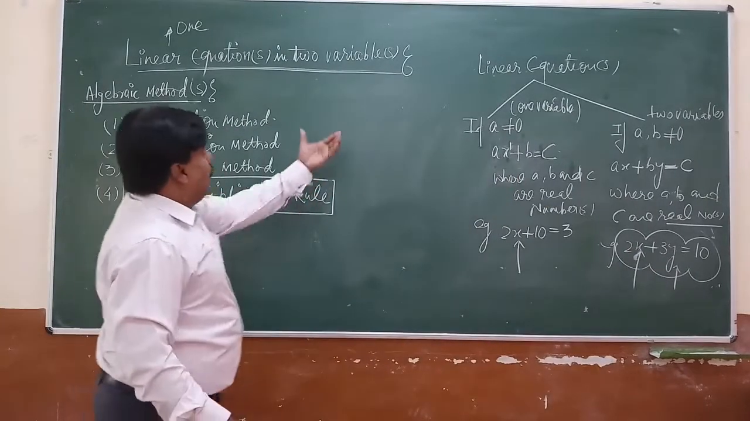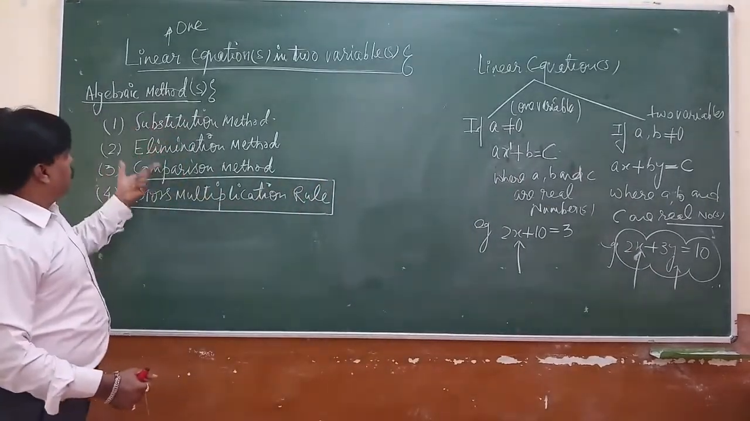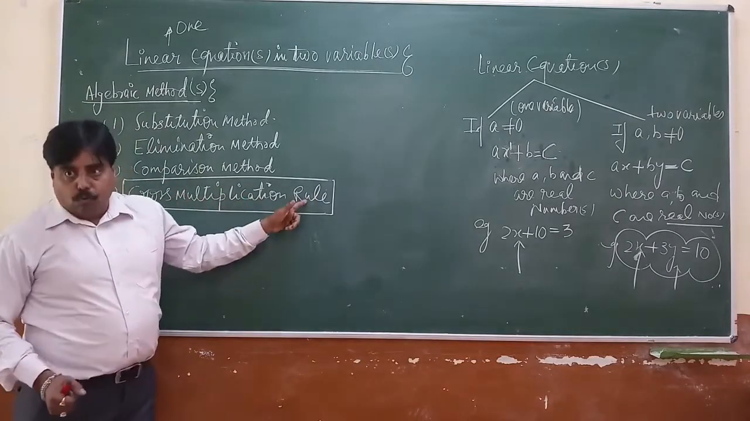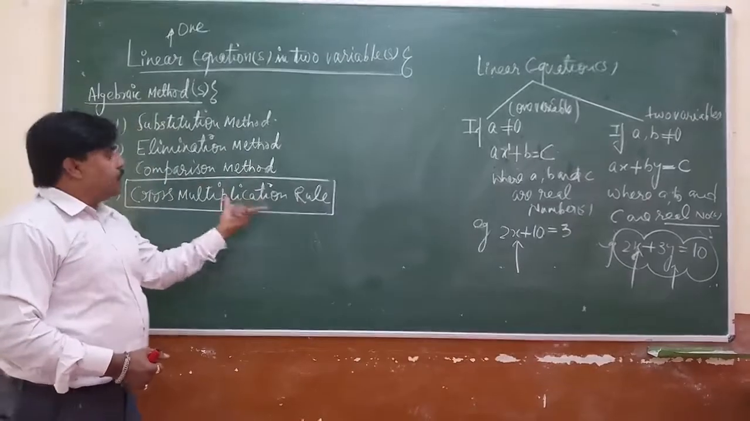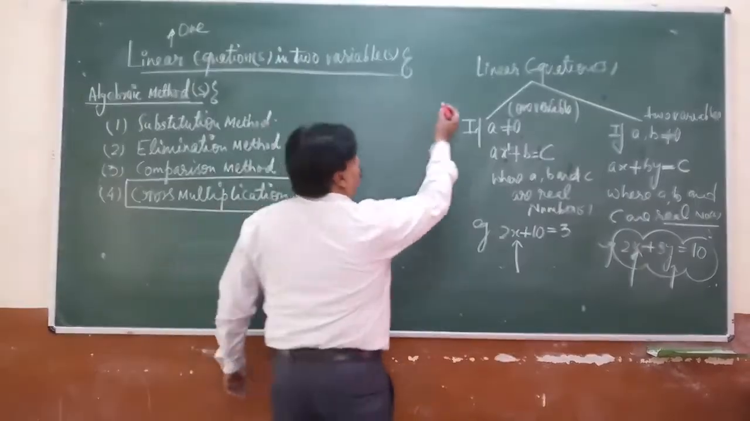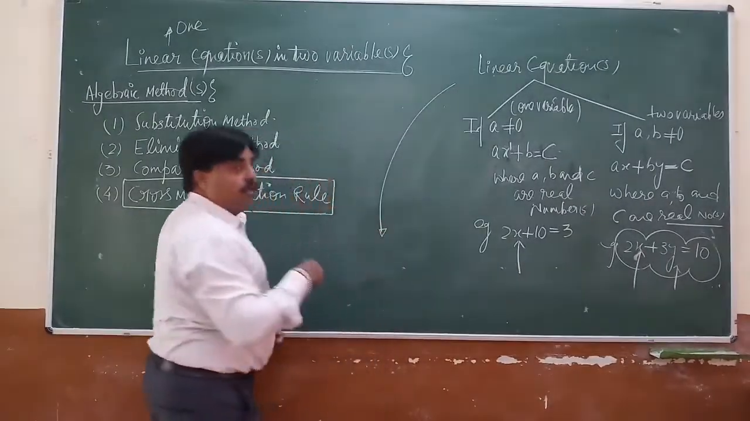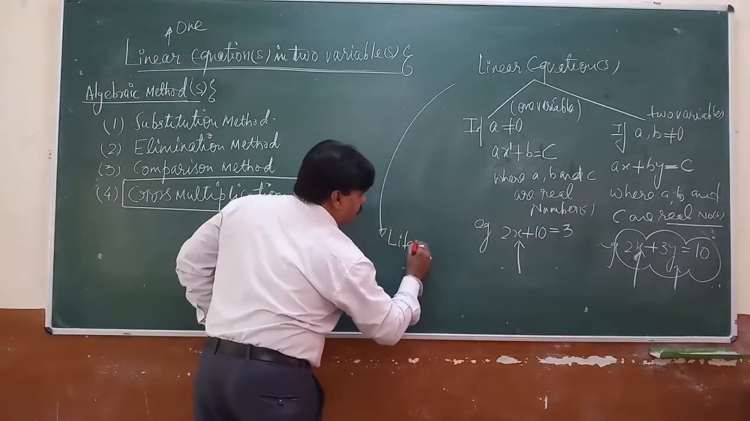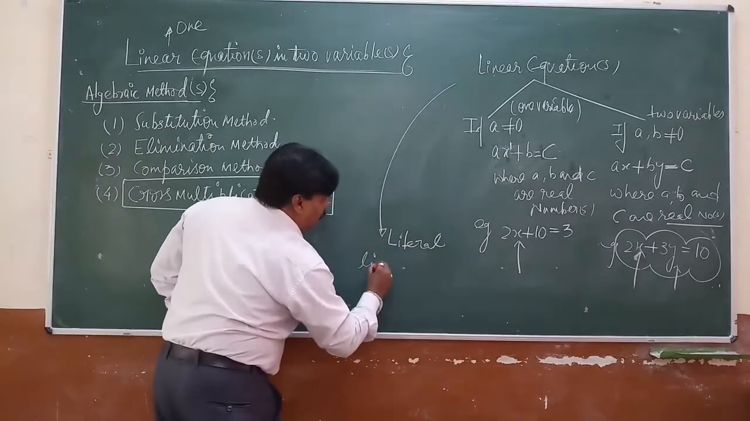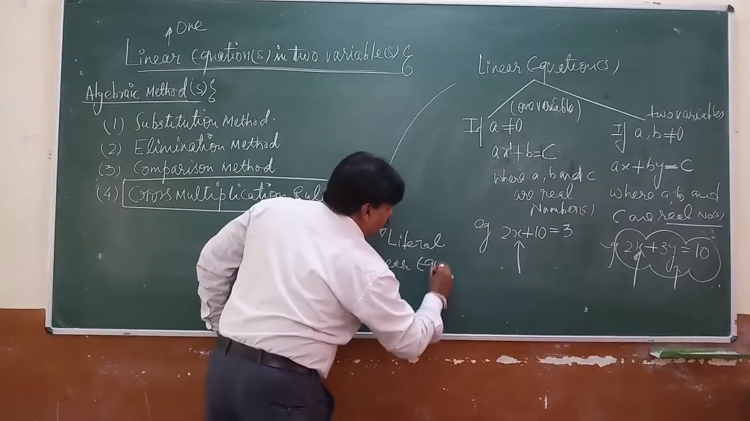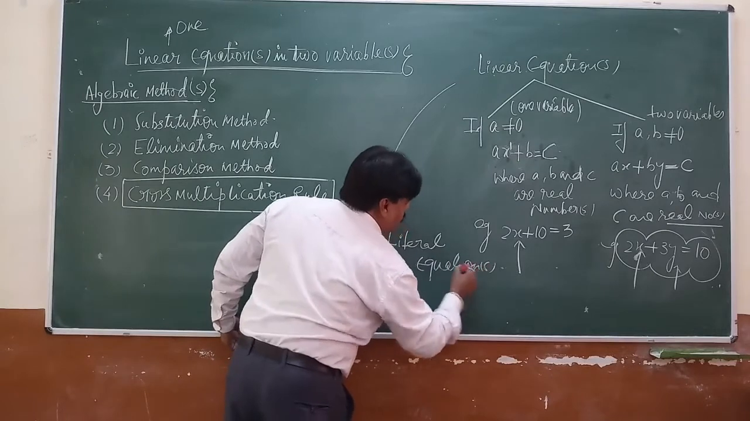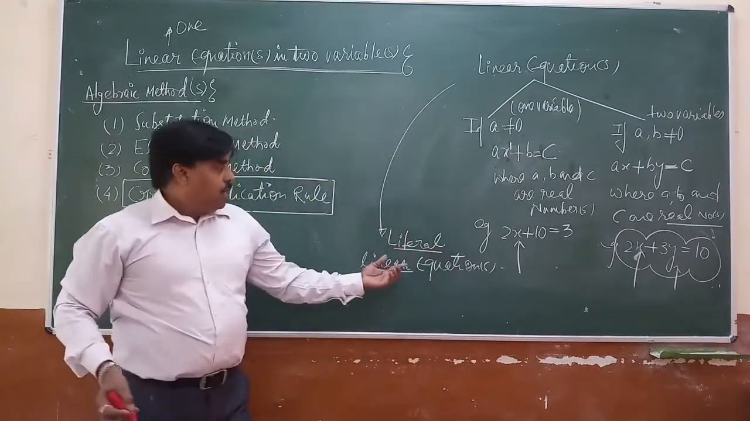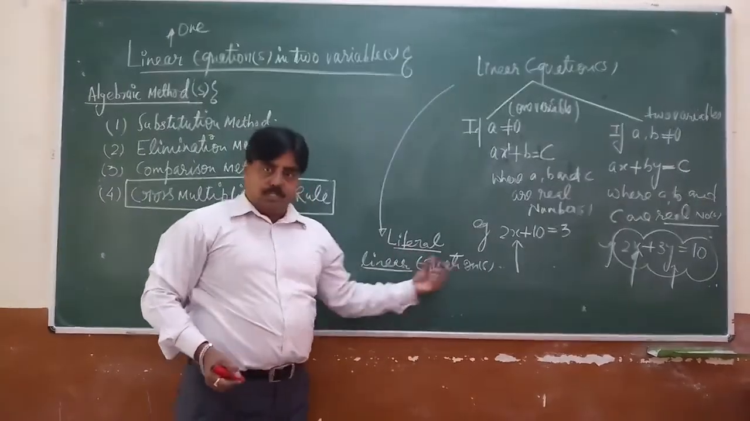Now, I am not going to discuss these three methods. I am going to discuss only this simple cross multiplication rule. But actually this cross multiplication rule is generally developed for a different type of linear equations. They are known as literal linear equations. So first of all we will try to understand the literal linear equations. Which equations are known as literal linear equations?